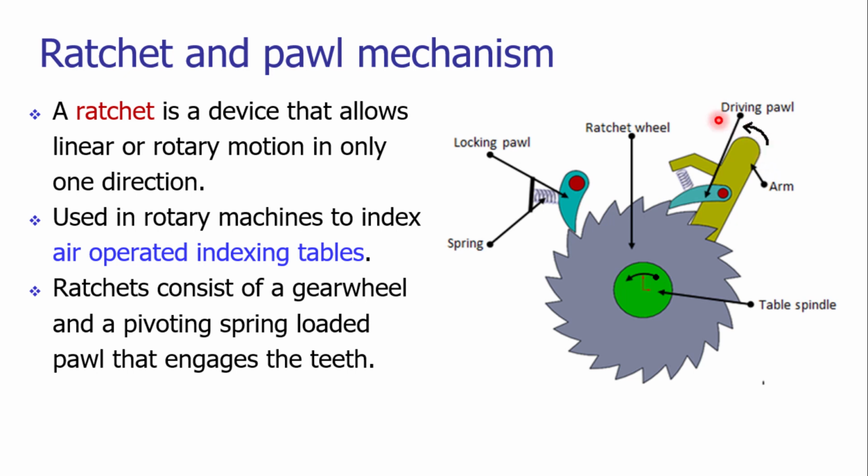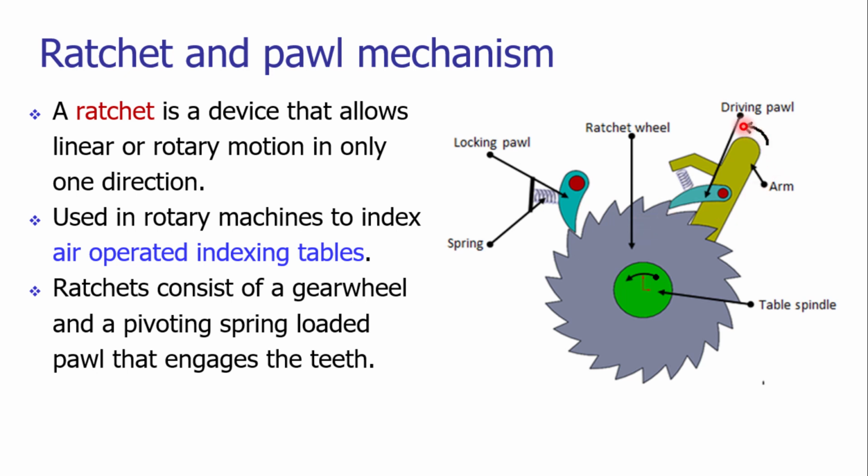We can swivel the arm, and by swiveling the arm, the driving pawl is driving the ratchet wheel. So let us consider the driving pawl is moving in the anti-clockwise direction. As we are moving from right to left in anti-clockwise direction, the pawl is driving the ratchet wheel. It will move the ratchet wheel in anti-clockwise direction for certain angular distance.